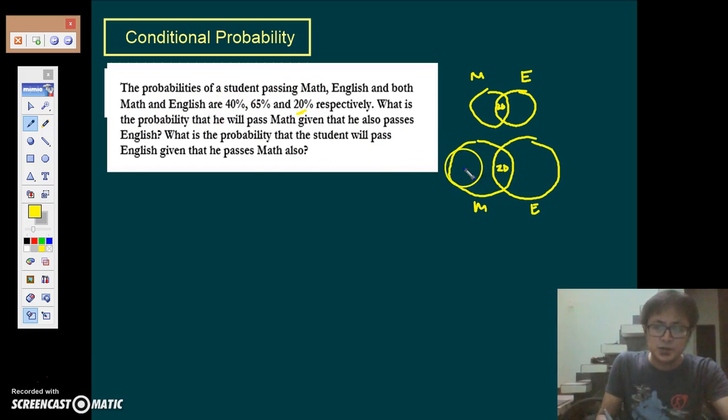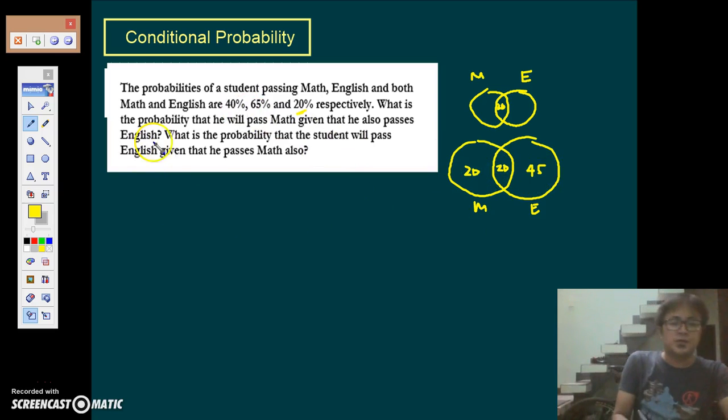So we have 20 here, so this must be 20 also, so that the whole of this is 40%. English is 65%, so the whole of this will be 65%. So this must be 45% only. So 45 plus 20 gives you 65.